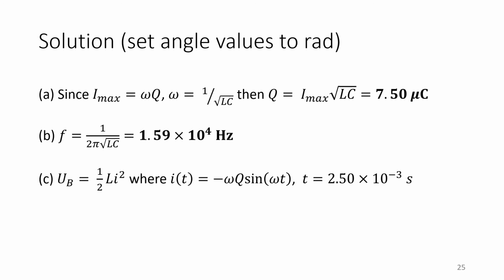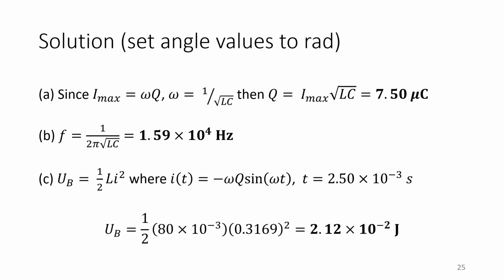Finally, the energy stored in the lone inductor is just the total magnetic energy. The inductance is already given to us. So all we need to do is substitute t equals 2.5 milliseconds for our function for I sub t, or I(t). This should give us an answer of 2.12 times 10 raised to the negative 2 joules.